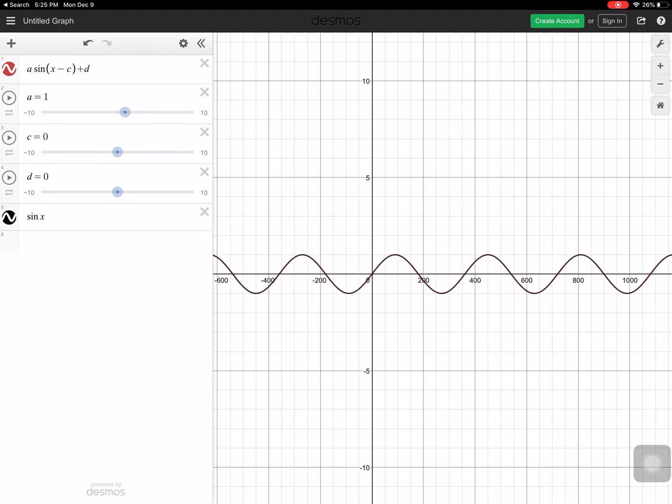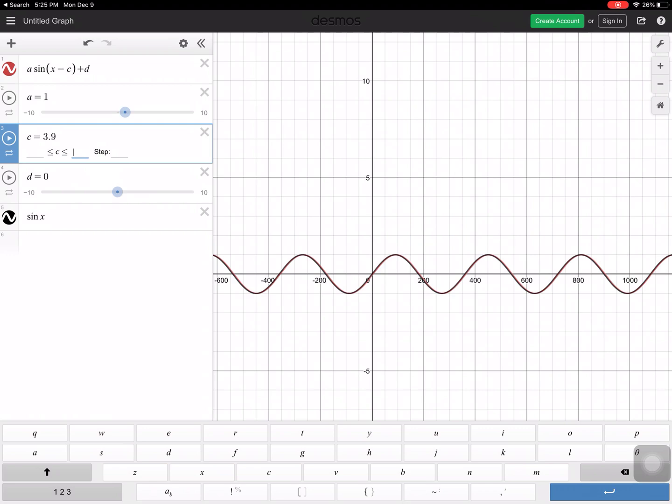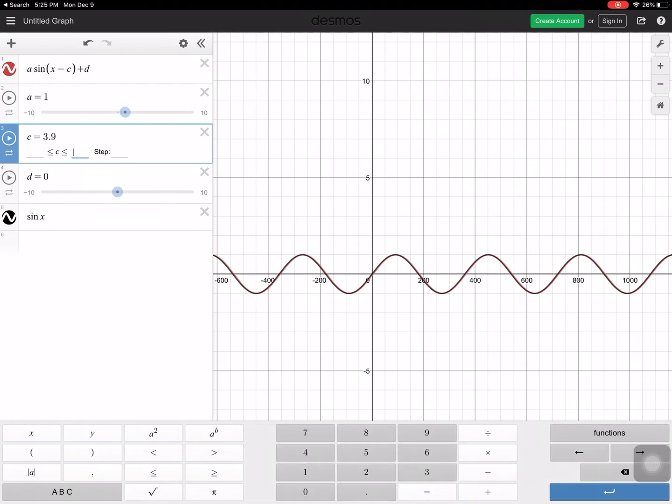There we go. C, we said, was horizontal shifts. So I'm going to need bigger steps here. Step needs to be from like 360 to 0. Actually, no. We're going to go from 90 to 0 because we're going to talk about this.